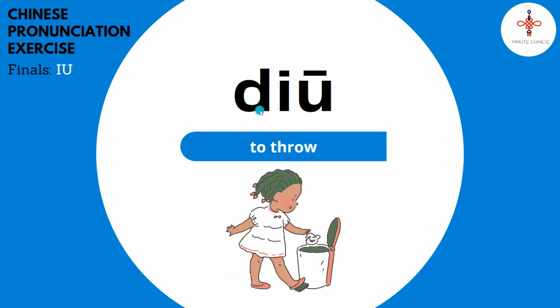Let's combine the initial d, the final yo, and the high pitch first tone all together. The yo dio. Repeat after me. The yo dio dio dio dio. Dio is to throw in Chinese.